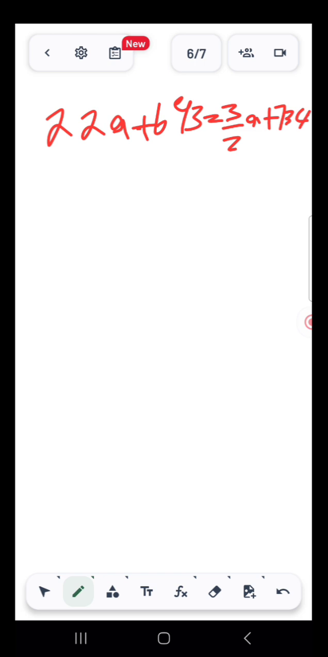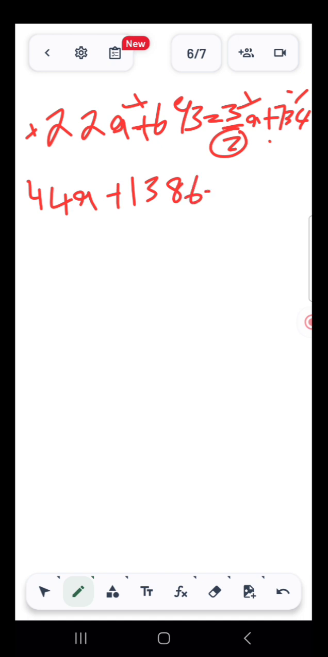Then we put the a terms on one side and the numbers on the other side. First we have to take out the fraction over 2, so we must multiply everything by 2. What you do on the left hand side, you do on the right hand side. So 22 times 2 gives us 44a, plus 693 times 2 gives us 1386, which equals 3a, plus 734 times 2, which gives us 1468.